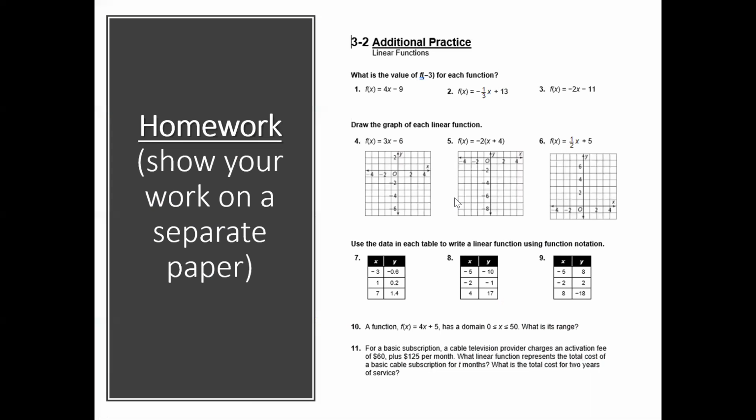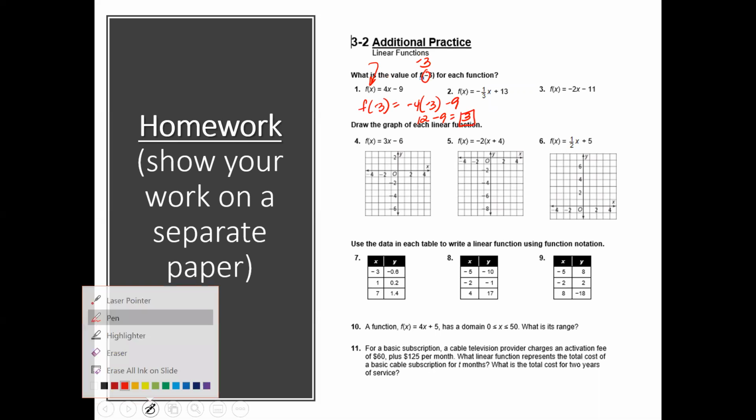First question says, what is the value of f of -3 for each of the functions? So what you're going to do is that whenever you see a value of x, you're going to replace that with a -3. So my first one is a -4 times -3 minus 9. That gives me a 12 minus 9, which is going to be just a 3.